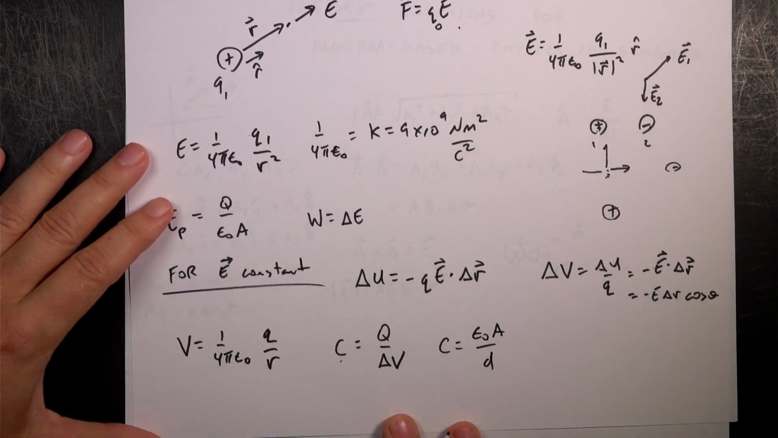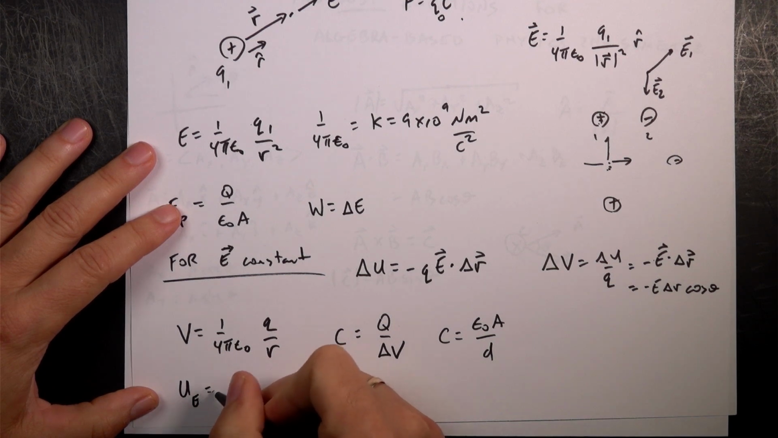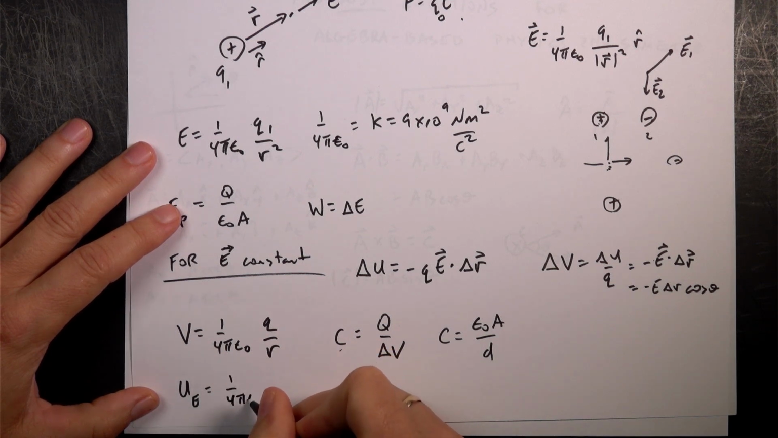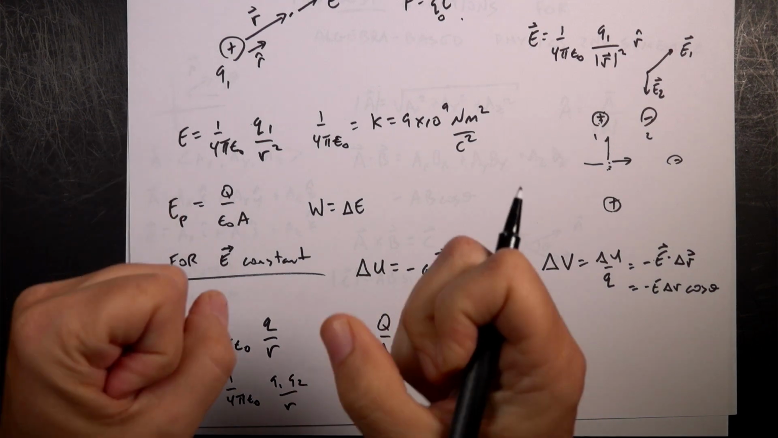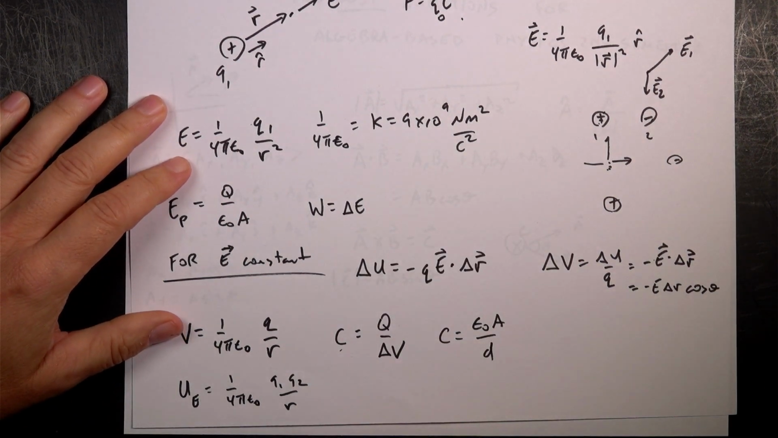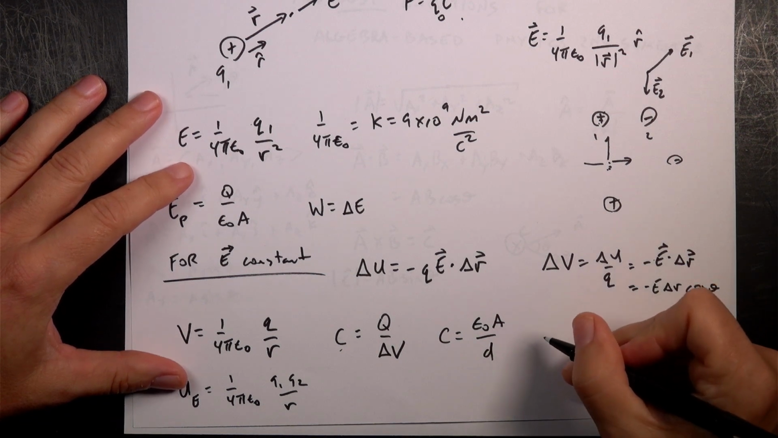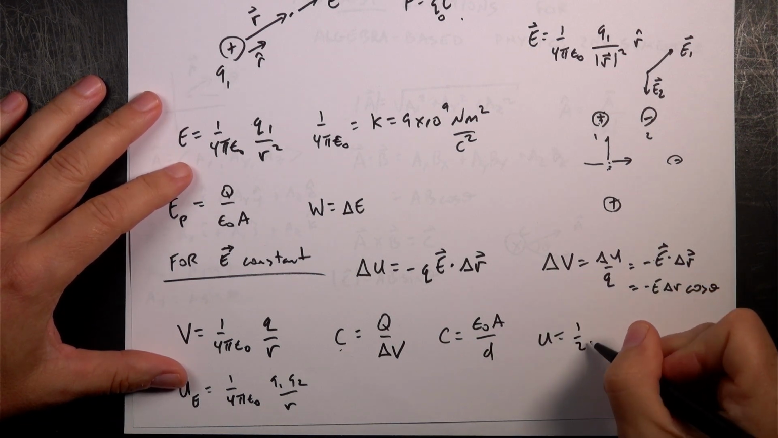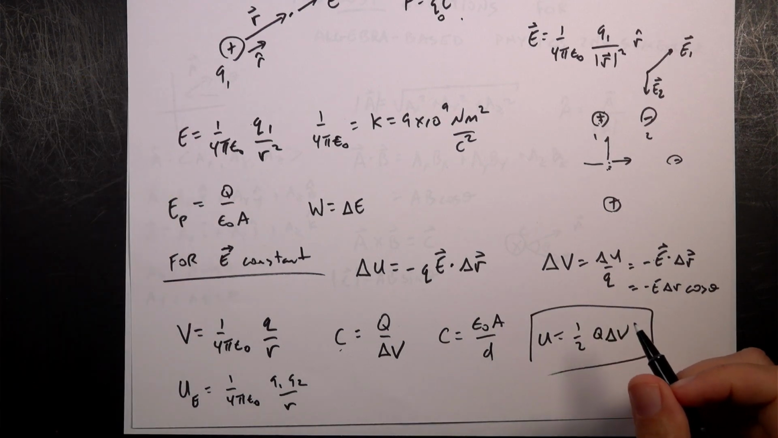If I have two charges, I can find the potential energy of the system, UE. It's just 1 over 4 pi epsilon naught Q1 Q2 over R. That's the potential energy stored in two charges near each other. There's also energy stored in these charges on a parallel plate capacitor. It would be U is 1/2 Q delta V. That's the energy stored in a parallel plate capacitor.